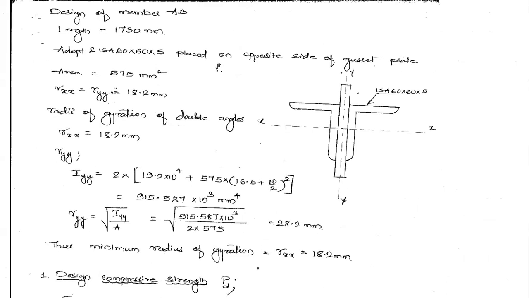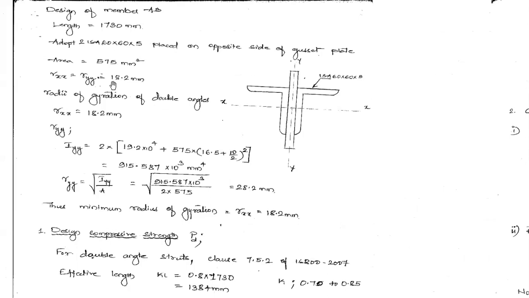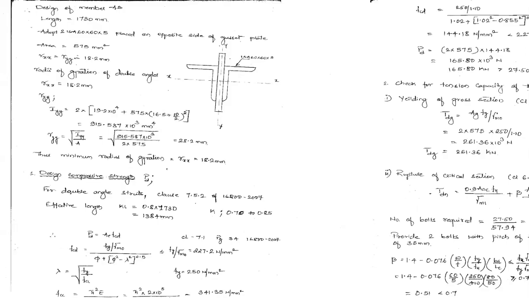And now let us come to the first member. I'll take the member AB for the design first. In member AB, what we are seeing is, its length is 1.73 meters and the force is 27.5 in compression and 24.9 in tension. So here I've taken that force.